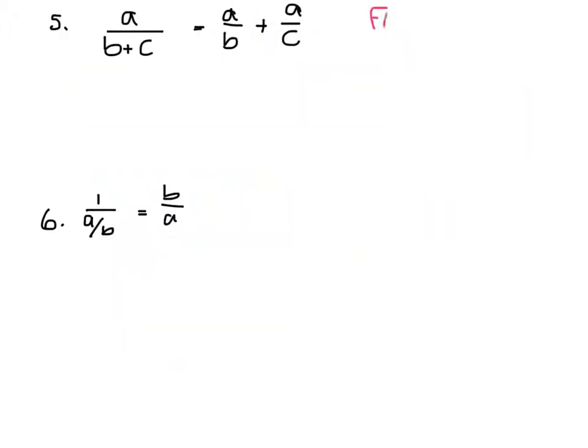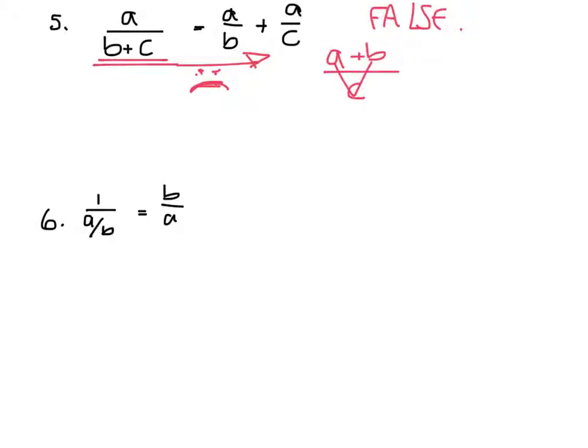Number 5 is false. We can't split apart this fraction like that. This is just so wrong. It's not happy. I'm sure you can think of a counterexample. We can, however, split apart a V. So if it had been A plus B over C, we could split that one apart. But this way around, the A shape, we can't.